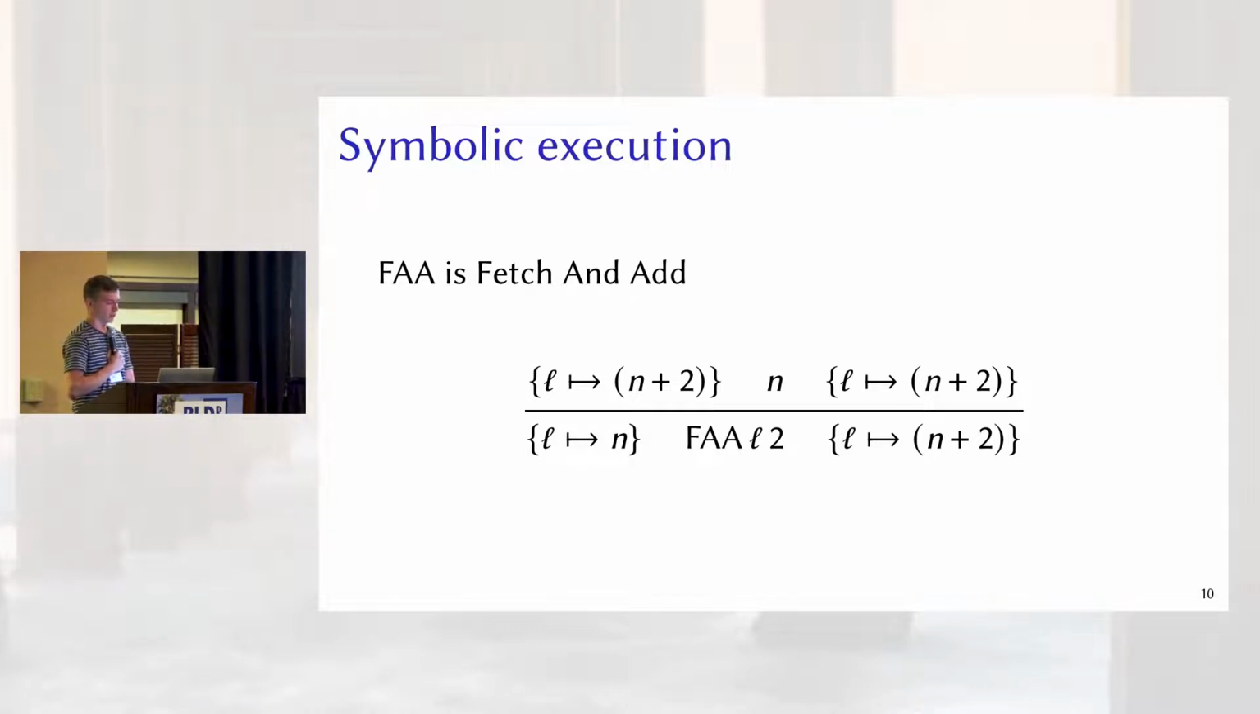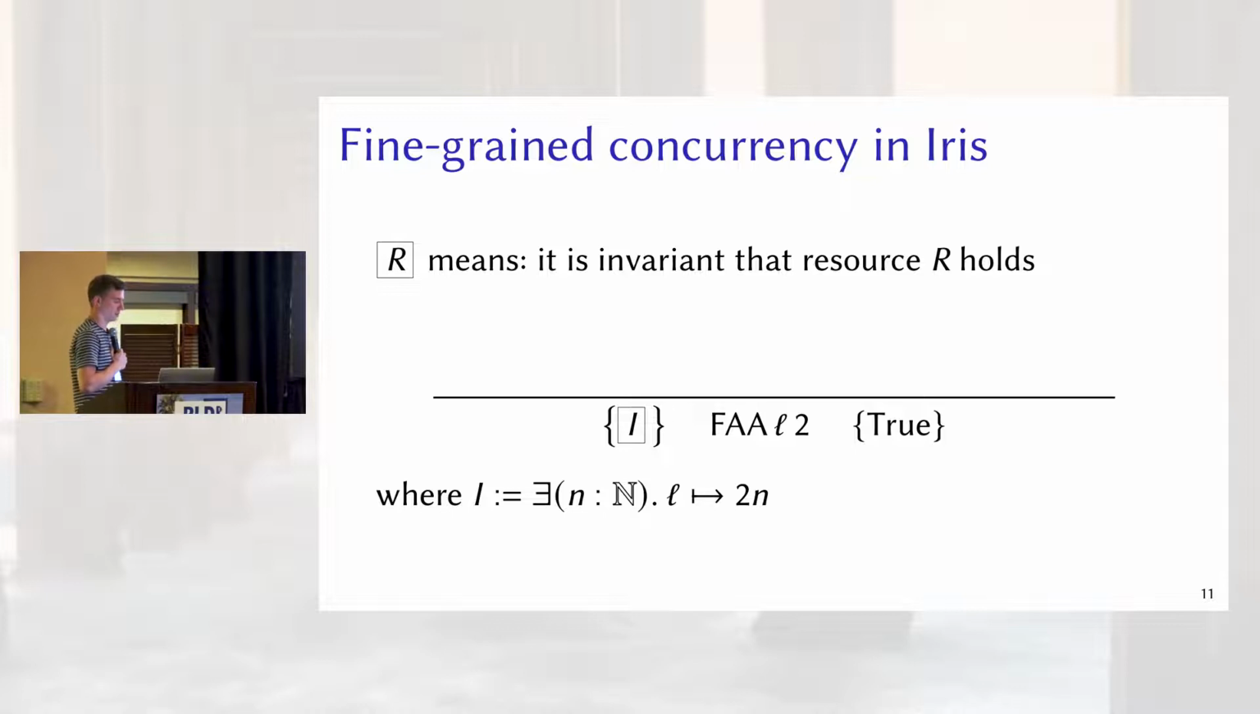Let's now look at an example which we run into in proofs in Iris, where we don't have this L maps to directly in our precondition, but instead have an invariant. So this box I means it is invariant that resource I holds. These invariants are one of the key ingredients which allow Iris to perform verifications of programs with fine-grained concurrency. So in this case, our invariant is that L maps to some even number, and all threads are able to use this fact, but also must uphold it.